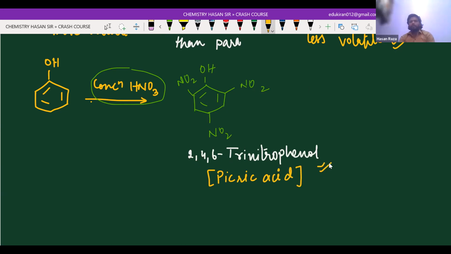So if you are going to treat a phenol with a dilute HNO3, you will get two products, that is ortho and para nitrophenol. And if you are going to treat this with concentrated HNO3, you will be getting picric acid. Can I change the slide?